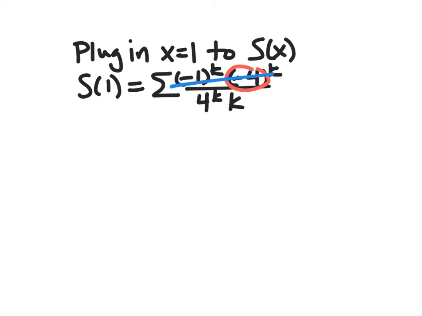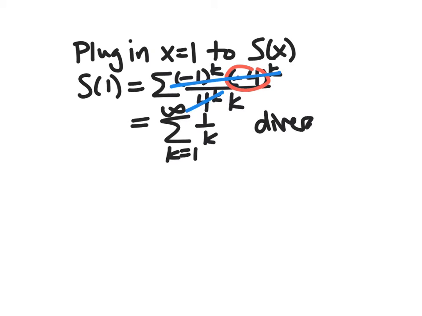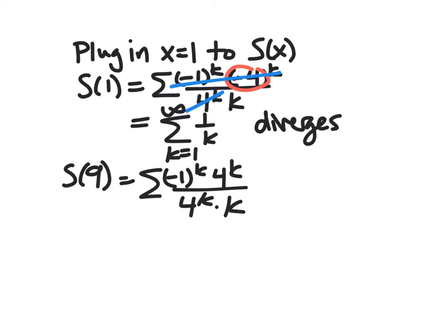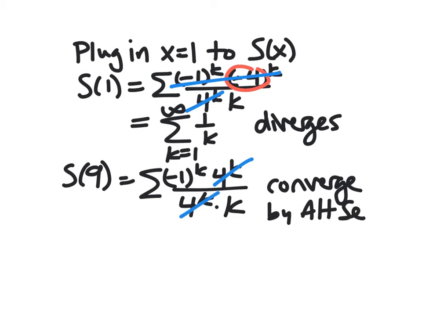So our cancellation here is almost everything. You basically boil this down to the sum from k equals 1 to infinity of 1 over k. That's the harmonic series, so it diverges at the left endpoint. And then at the right endpoint, we would get positive 4 to the k up here. So again, we get cancellation, but we still have the negative 1 to the k this time. So it's alternating. This one would converge, conditionally, by the alternating series test.